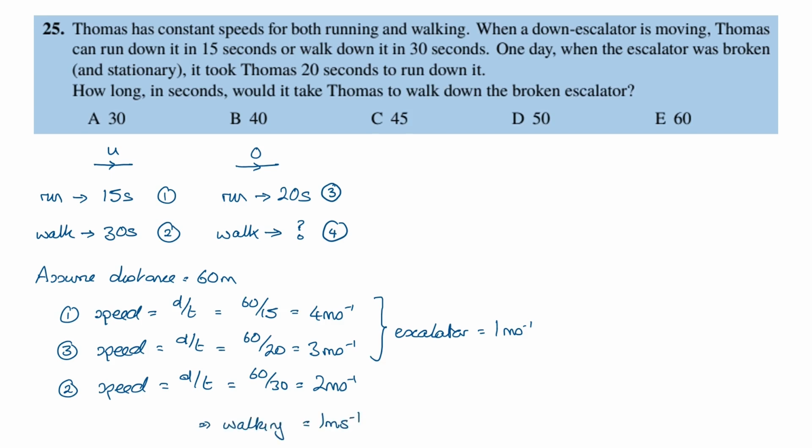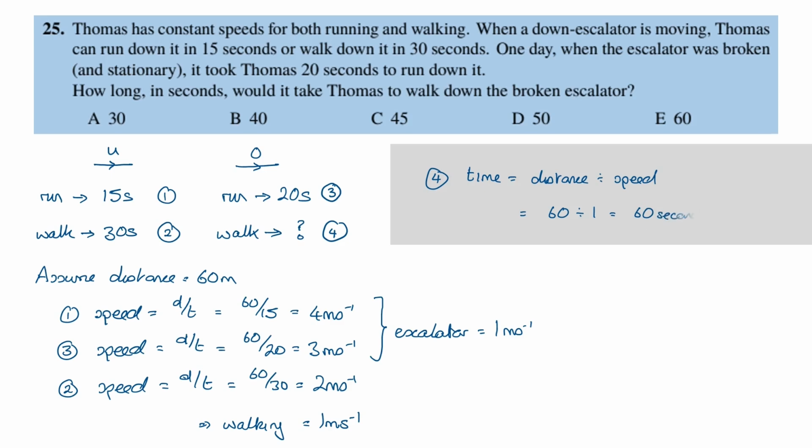So really the question becomes, how long does it take me to walk 60 meters if I'm walking 1 meter per second? Well, of course, I don't really need to write this down, but time equals distance divided by speed. 60 over 1 is going to give me 60 seconds, and the answer to this question is E. Well done if you got that.